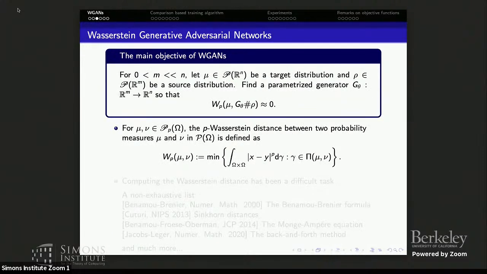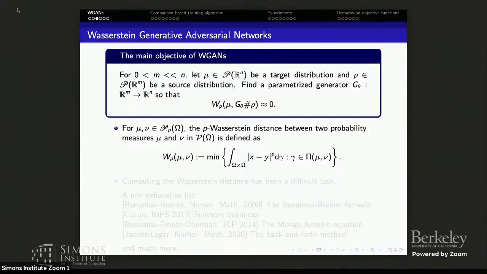So formally, the main objective of Wasserstein GAN can be understood as follows. We have two constants, m and n, where m is less than or equal to n. And then we have two distributions. Mu is a target distribution, and rho is a source distribution. For instance, mu can be understood as a distribution of real images, and rho can be understood as a noise distribution like a Gaussian distribution. Then our goal is the following: to find a parameterized generator G so that the Wasserstein distance between mu and G push forward rho is close to 0.